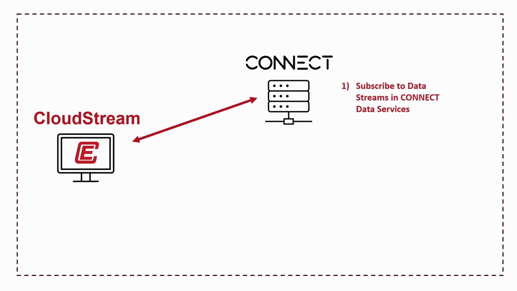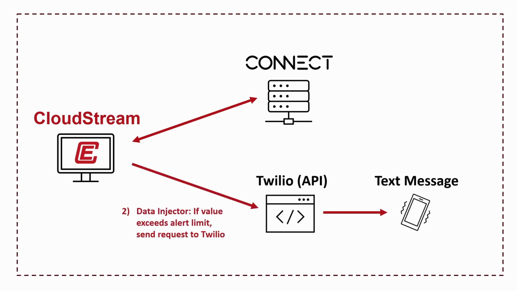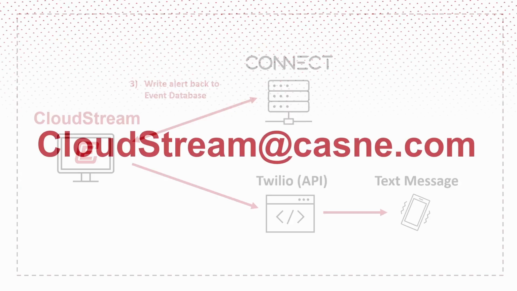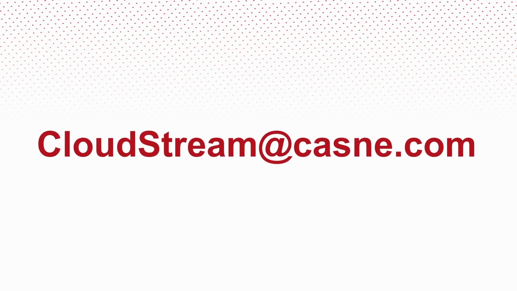We're going to start in Casne CloudStream, and first we're going to subscribe to data streams and connect data services. Then we're going to upload a data injector script, and this script is going to check if a value exceeds an alert limit. It's going to then send a request to Twilio. Twilio is an API service that can send a text message directly to my phone. Then we're going to capture each of these alert events within the event database in Connect Data Services. All right, let's hop right into it.